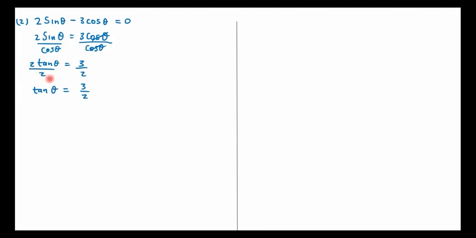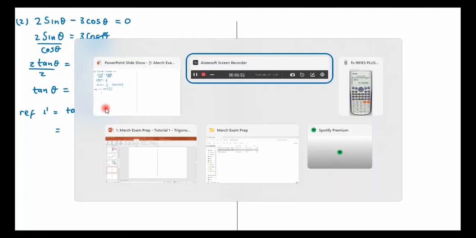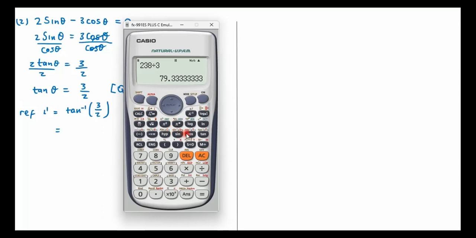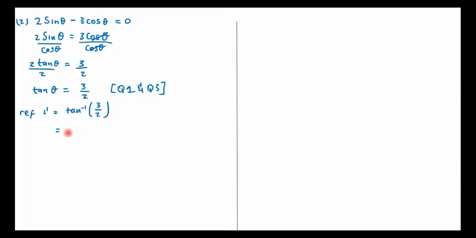Then again, tan theta is positive in which quadrant? We know we have quadrant 1 and quadrant 3. From here, the reference angle will be tan inverse of 3 over 2. We just press this in our calculator to get our reference angle. Tan inverse 3 over 2 gives us 56,31, and of course here we have our first quadrant, and I'm just putting in the third quadrant there.